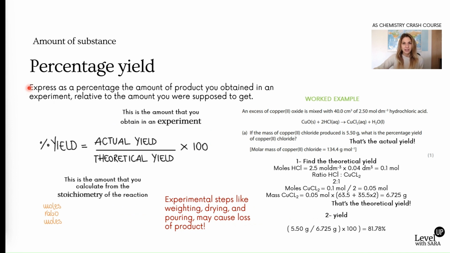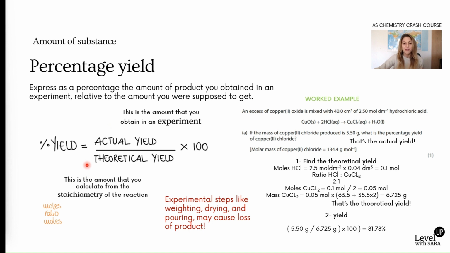Let's talk about percentage yield. This expresses as a percentage the amount of product you obtained in an experiment relative to the amount you were supposed to get. So it's calculated as actual yield over the theoretical yield times 100. But let's understand this a bit more. Actual yield is the amount that you obtained in an experiment, while the theoretical is the amount that you calculated from the stoichiometry of the reaction.